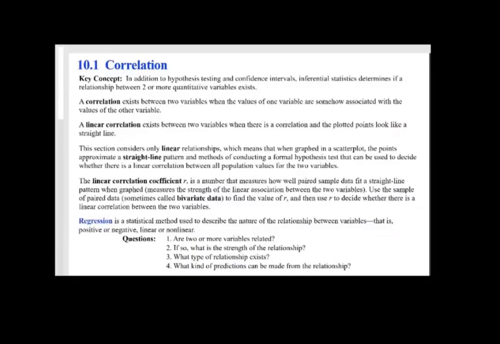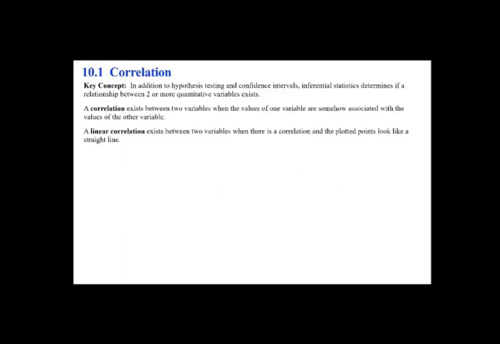Now we are looking at correlation. The key concept is, in addition to hypothesis testing and confidence interval, inferential statistic determines if a relationship between two or more quantitative variables exists. A correlation exists between two variables when the values of one variable are somehow associated with the values of the other variable. A linear correlation exists between two variables when there is a correlation and the plotted points look like a straight line.